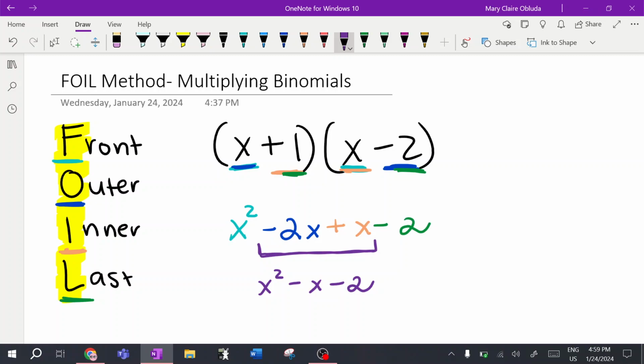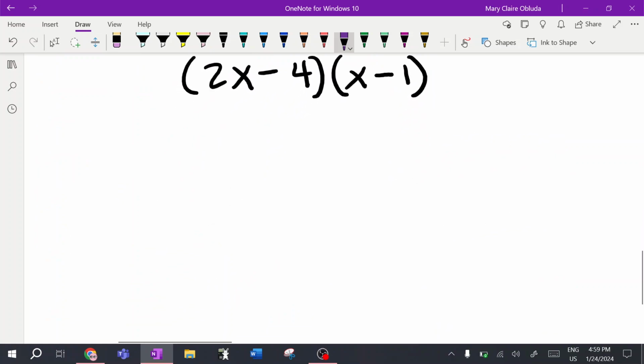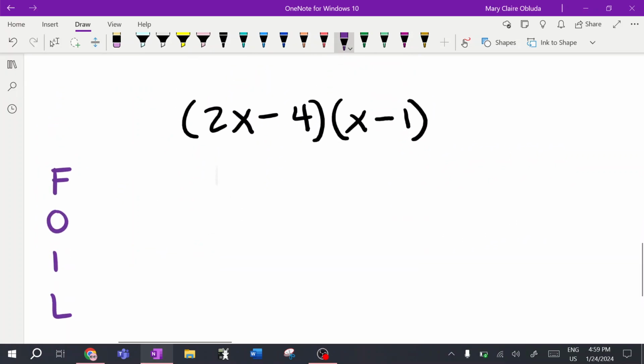So using the FOIL method allowed us to confirm that we are multiplying each term times each other. And see, if we tried to do this with the crazy lines to make sure we're distributing each term, it would get kind of crazy. So that's why we use FOIL. So if we want to look at another example, let's look at this one. If we write our little FOIL out to the side here, we can remember the order.